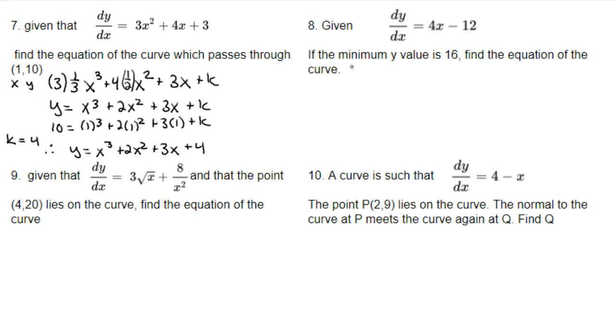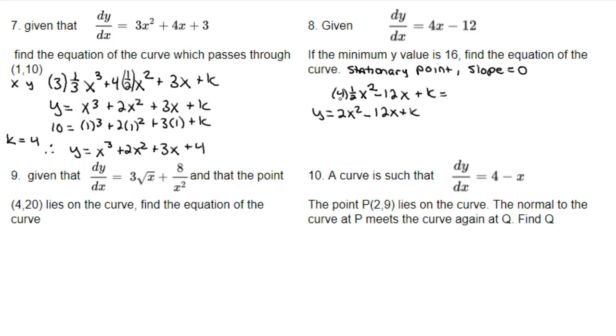Now, in this next one, you'll notice that they're referring to a minimum. A minimum value is a stationary point, and we know the slope is equal to 0, and they want us to find the equation of the curve. And so we start off with the derivative, and we go ahead and integrate that, just like we were doing before. And then we'll get this 2x squared minus 12x plus k.